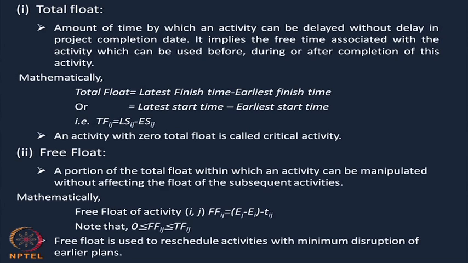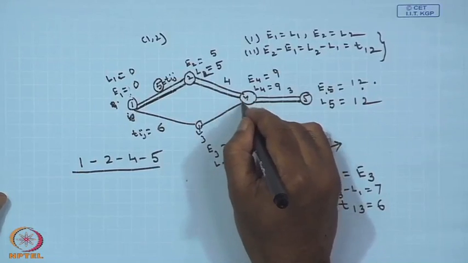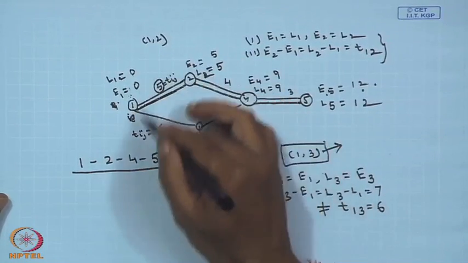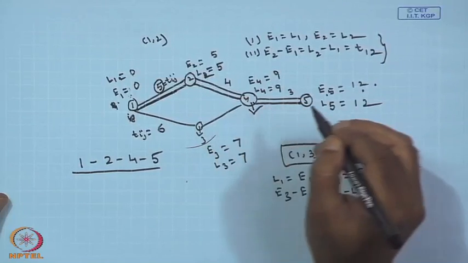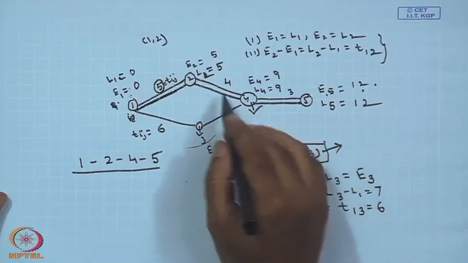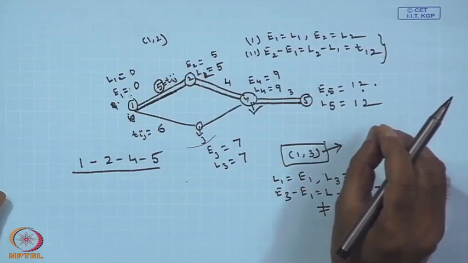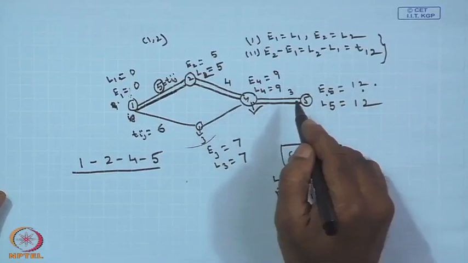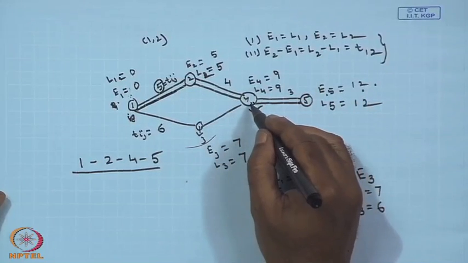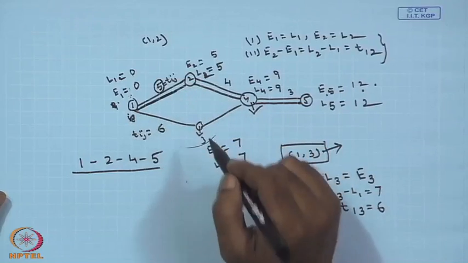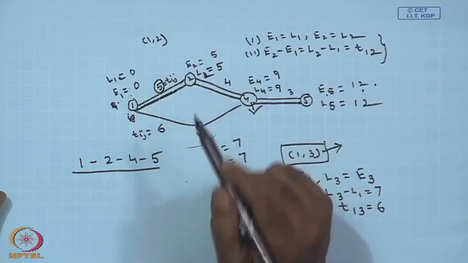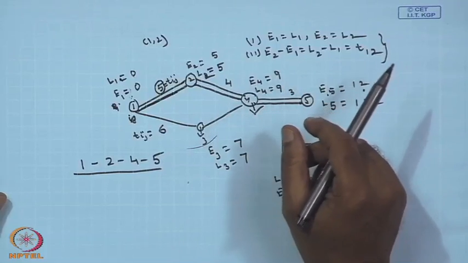So, what is the use of free float? Free float is basically used to reschedule the activities with minimum disruption of the earlier plan. Say, in this figure, without disrupting the earlier plans, I can change something on this activity, on this node, without changing the earlier plan. Suppose suddenly I have to introduce a new activity somewhere, I will try to introduce it in such a fashion that it does not affect the earlier plans whatever I have done. So, for this we use the concept of the free float.